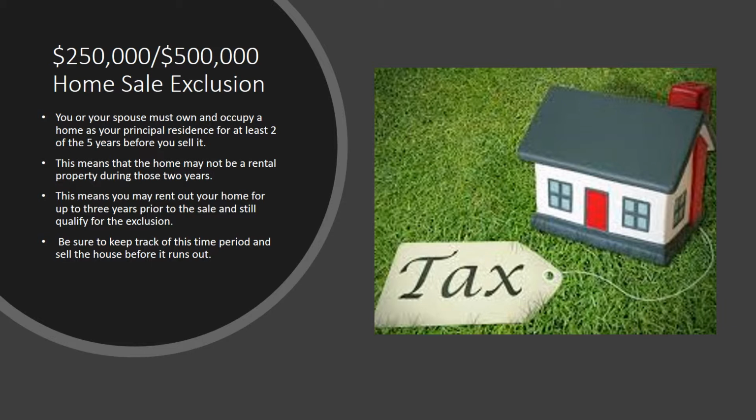Your 2 years of ownership and use may occur any time during the 5 years before the date of the sale. This means, for example, that you can move out of the house for up to 3 years and still qualify for the exclusion, per Internal Revenue Code Section 121(a). This rule has a very practical application. It means you may rent out your home for up to 3 years prior to the sale and still qualify for the exclusion. Be sure to keep track of this time period and sell the house before it runs out.